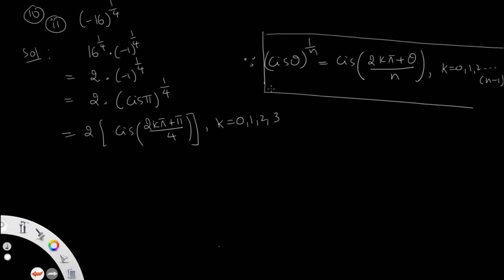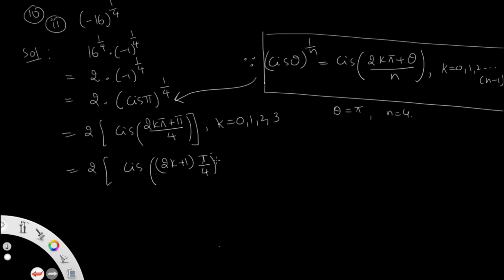That's why we have taken this as the formula for finding the nth roots of unity. Now substitute the values, where theta equals pi and n equals 4. That gives 2 into cis of (2k pi plus pi) by 4, where k equal to 0, 1, 2, 3 represents 4 values. So that is 2 into cis of (2k plus 1) into pi by 4. For k equal to 0, you get one value; k equal to 1, the second value; then k equal to 2 and k equal to 3. So you get 4 values.